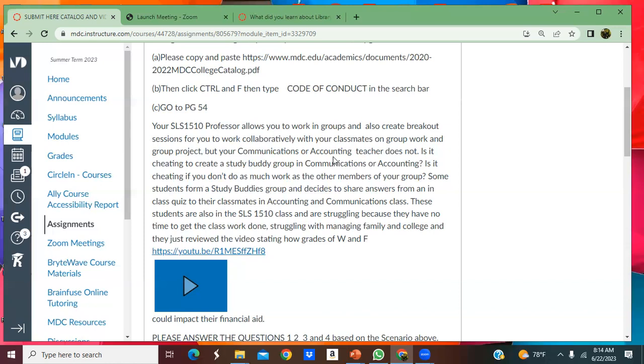with your classmates on group work and group projects, but your communication or accounting teacher does not. Is it cheating to create a study buddy group in communications or accounting? Is it cheating if you don't do as much work as the other members of your group? Some students form a study buddy group and decide to share answers from an in-class quiz in their classmates in accounting and communication class. These students are also in the SLS 1510 class and are struggling because they have no time to get the classwork done, struggling with managing families and college, and they just reviewed the video starting how grades of W and F.